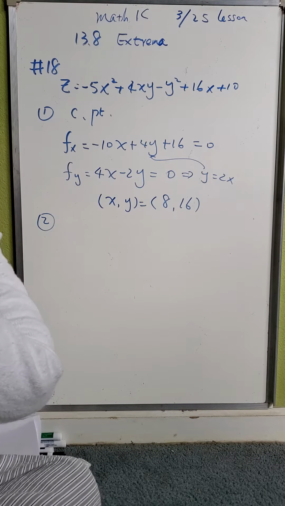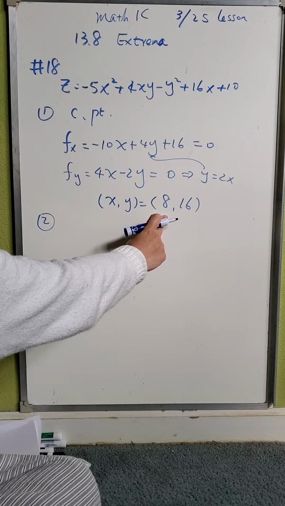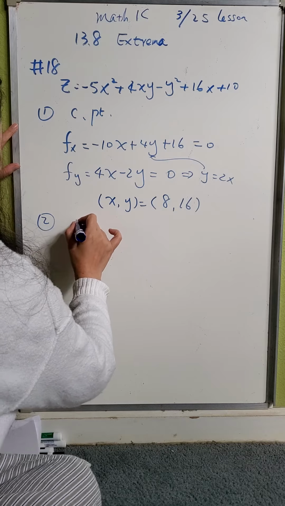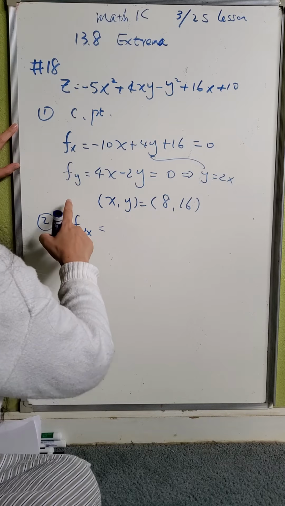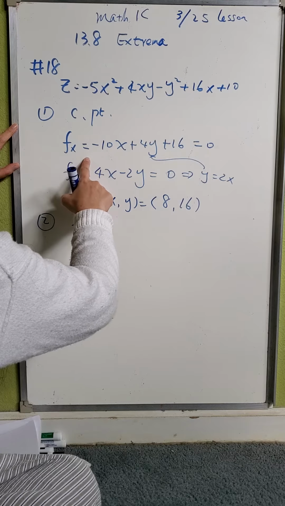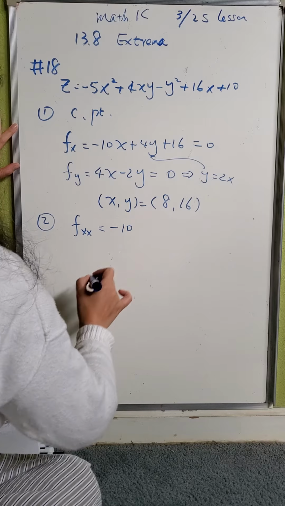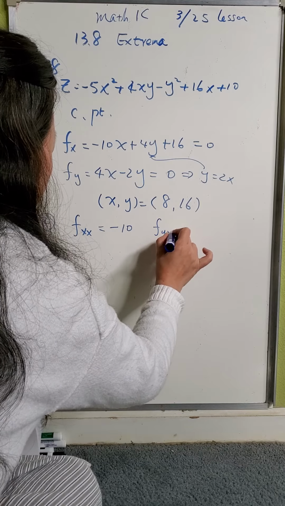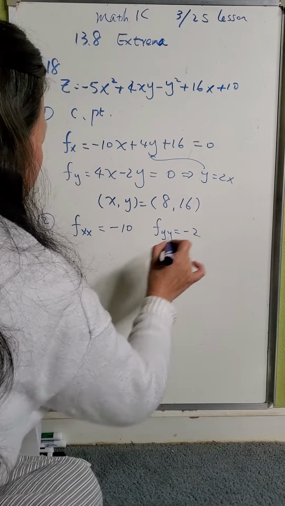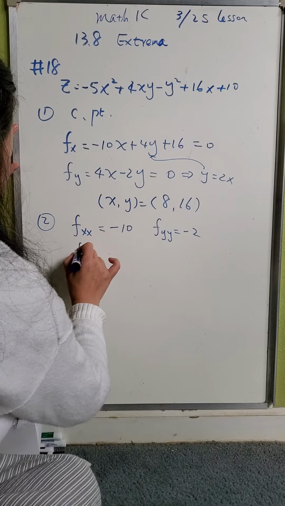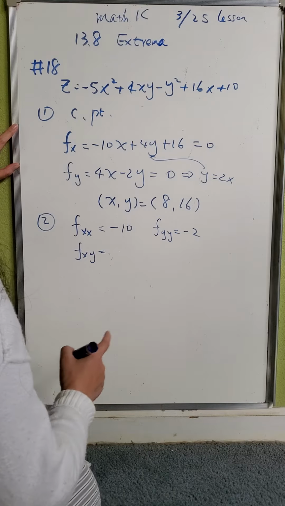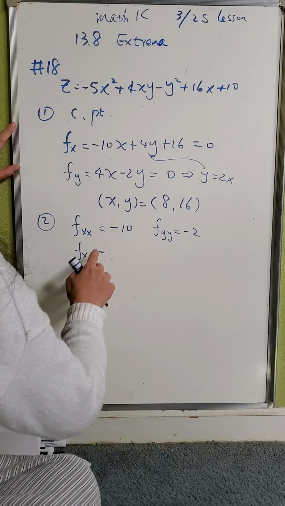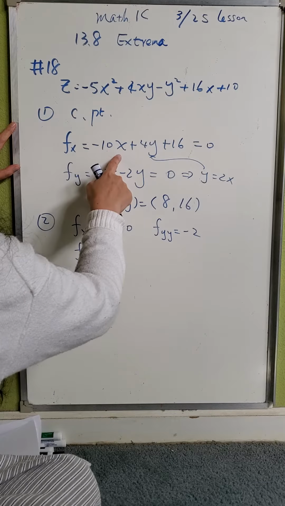The second step, you want to know what type of critical point this one is, okay? So we use a second derivative test. For second derivative test, we need to find f of xx first. And use this one, find f of xx, that would be negative 10. And fyy, that would be equal to negative 2, okay? And then fxy, or you can use the fyx, so you get the same answer because we know that xy and yx you get the same thing. So fxy, that would be 4.